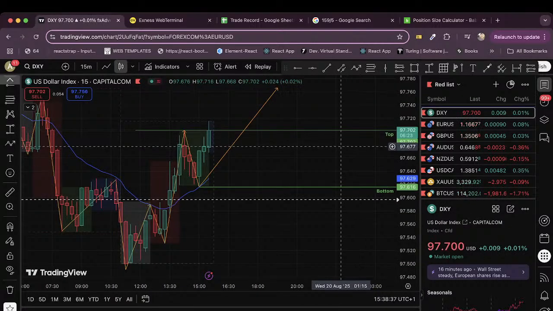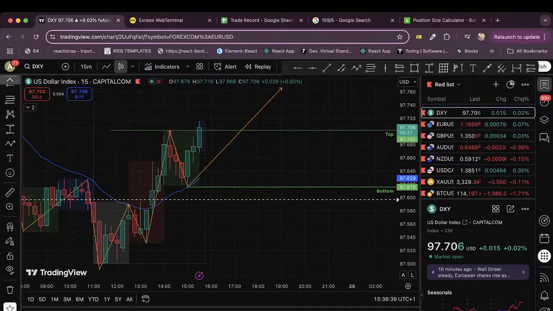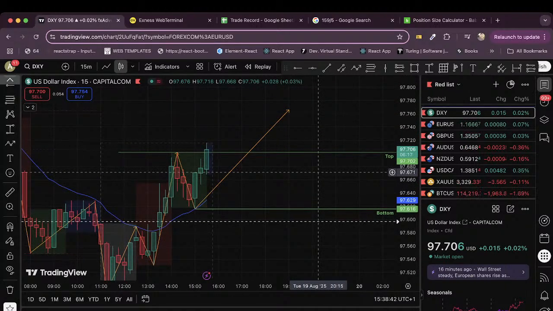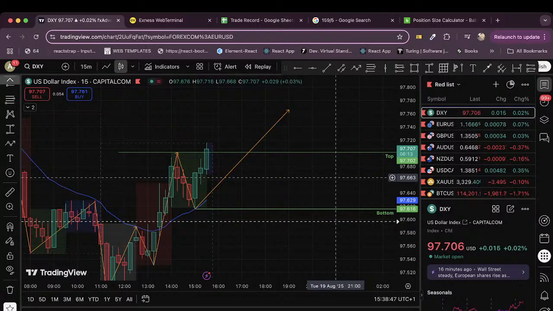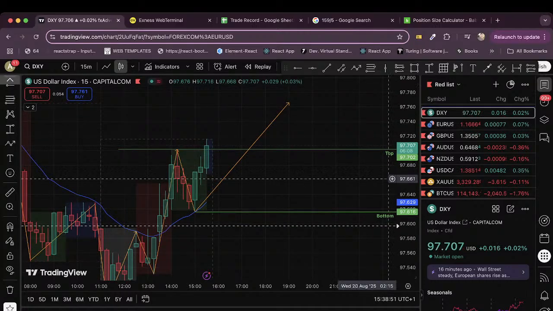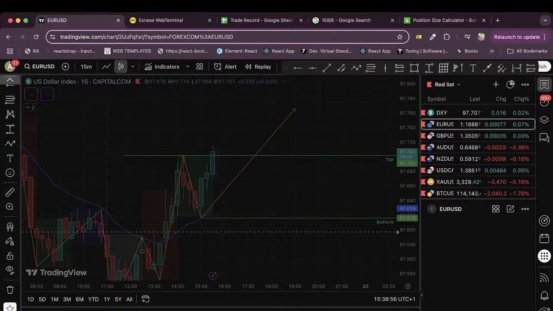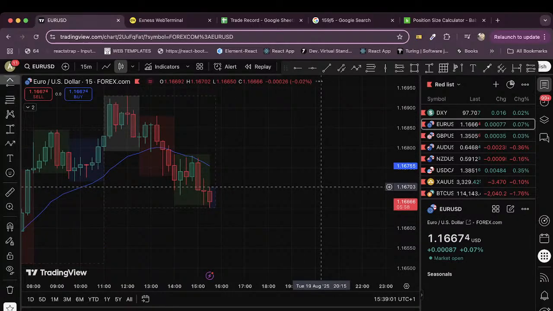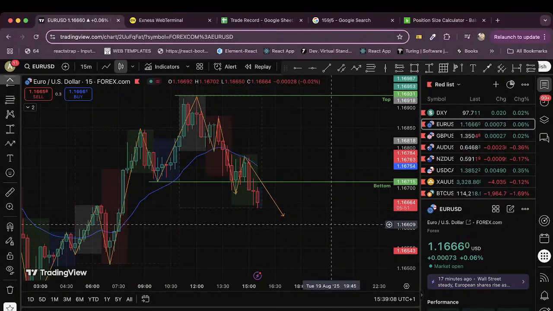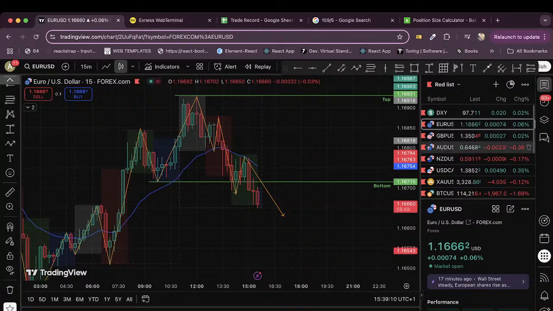We need price to be trading above. Keep on trading above. Price needs to trade above. Continue trading above. That's all we need.